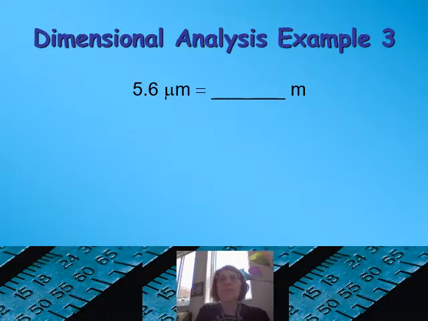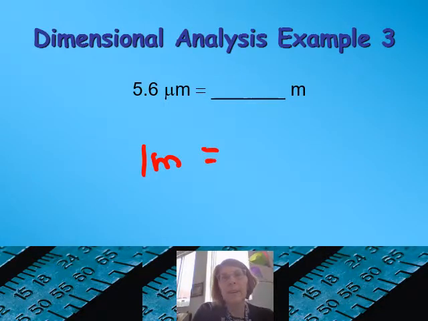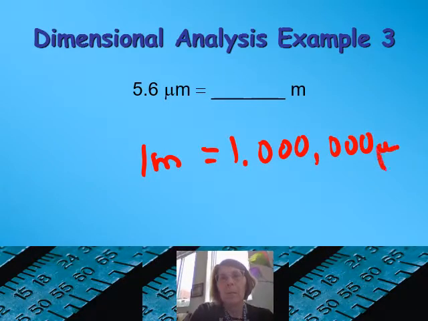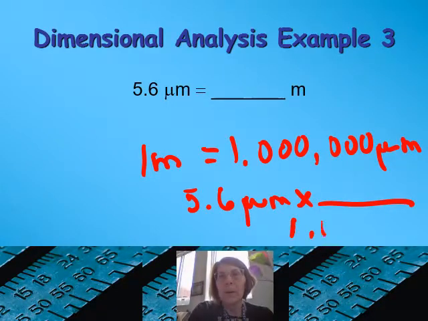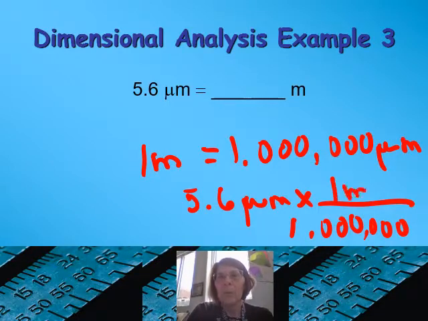So now we're going to convert 5.6 micrometers to meters. So we look for that conversion. We find 1 meter is equal to 1,000,000 micrometers. So 5.6 micrometers, that means 1,000,000 is going to go on the bottom. 1 meter goes on the top. This is micrometers, so that crosses out. Then we end up with 5.6 divided by 1,000,000.